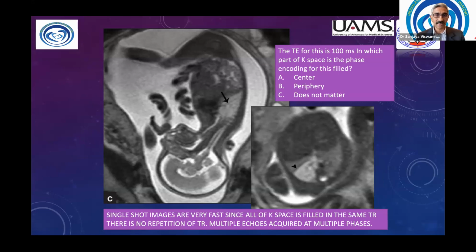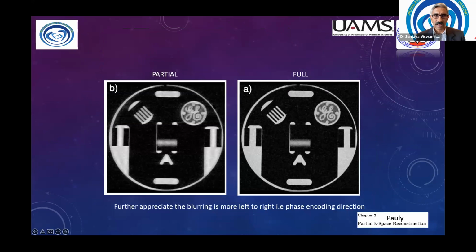So what is the echo time for this particular sequence? And the answer goes to the understanding that the center of K-space represents contrast. So whatever echo time is used to fill up the center of K-space is the echo time for this particular image.